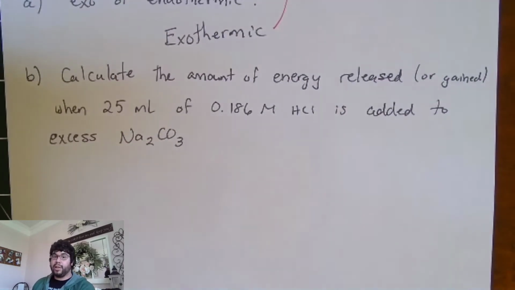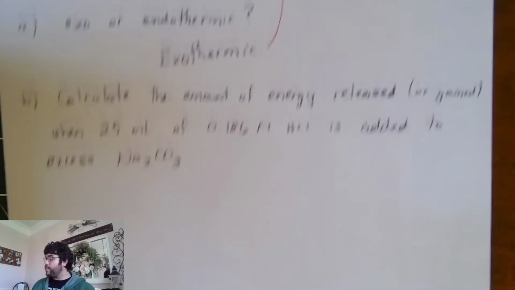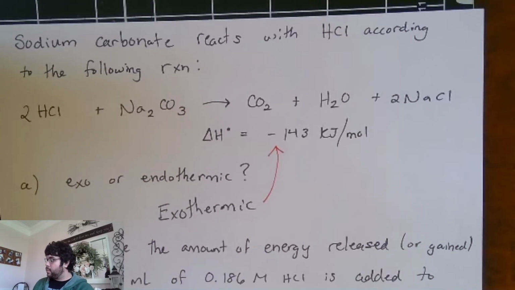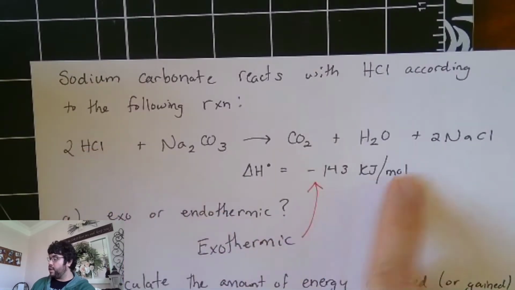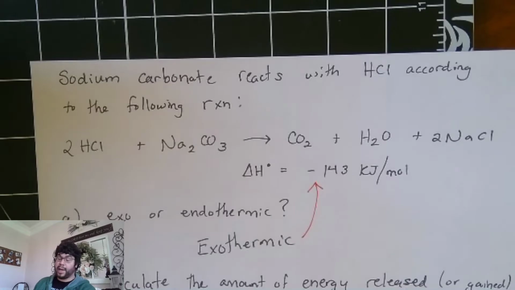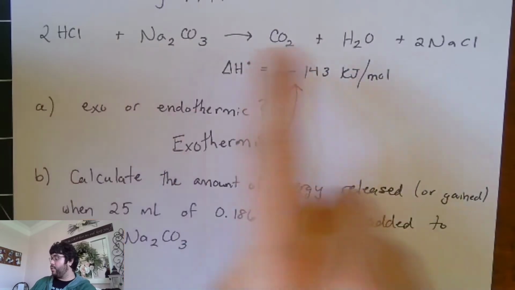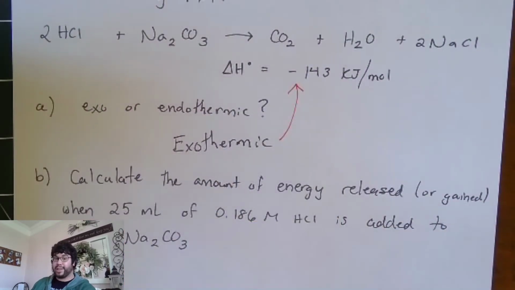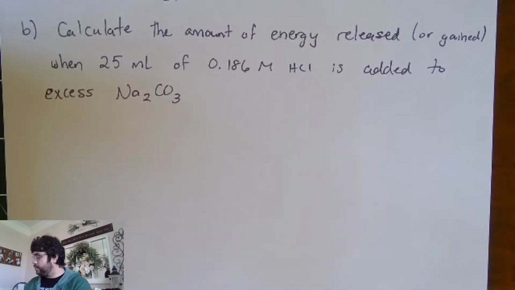B, calculate the amount of energy released or gained, depending on what you answered here, when 25 mL of 0.186 molar HCl is added to excess sodium carbonate. All right, so what we're going to be doing here is say, okay, if I have 25 mL of this hydrochloric acid, how much heat is going to be produced in the chemical reaction? And we can do this because we know the enthalpy of the reaction. It doesn't matter what reactant or product we're talking about, as long as we know how much is there, we can figure out how much heat was produced. Let's go ahead and do this one.